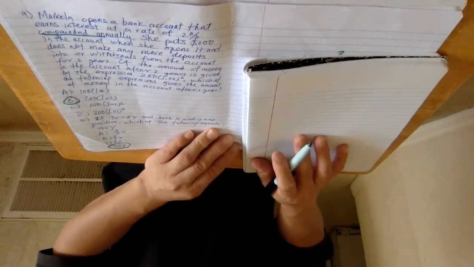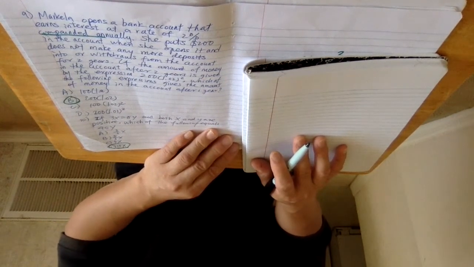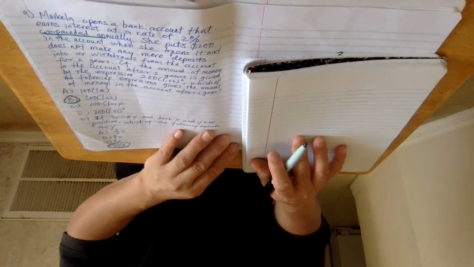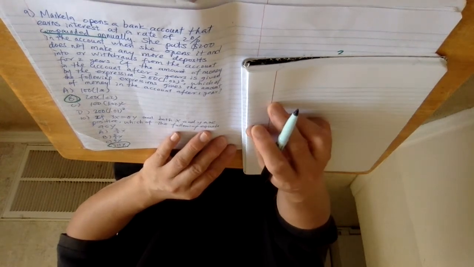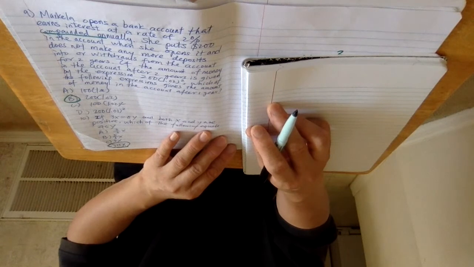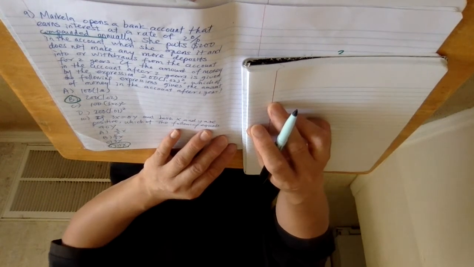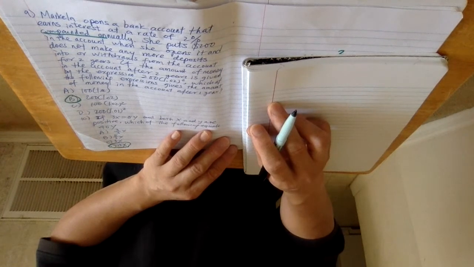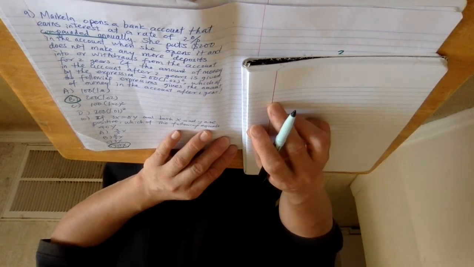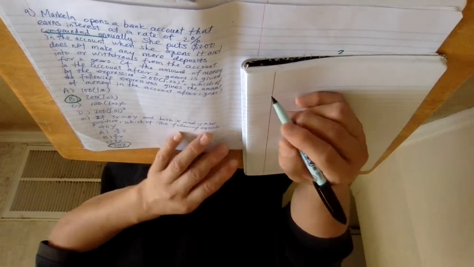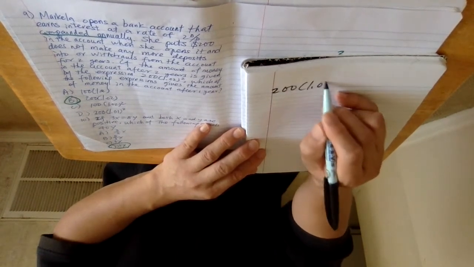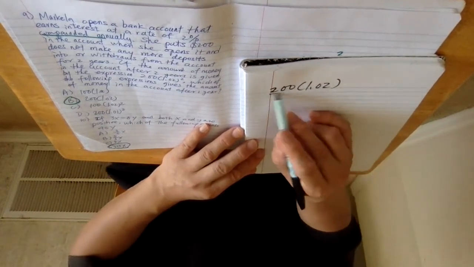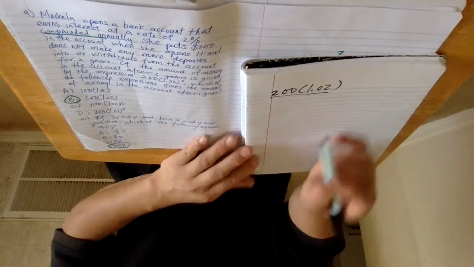Number 9: Makila opens a bank account that earns interest at a rate of 2% compounded annually. She put $200 in the account when she opened it and does not make any more deposits into or withdrawals from the account for 2 years. If the amount of money in the account after 2 years is given by the expression 200 times 1.02 to the second power, which of the following expressions gives the amount of money in the account after 1 year? That means 200 times 1.02, the base times the exponent. So the answer is going to be B.